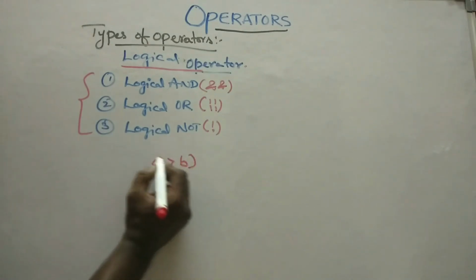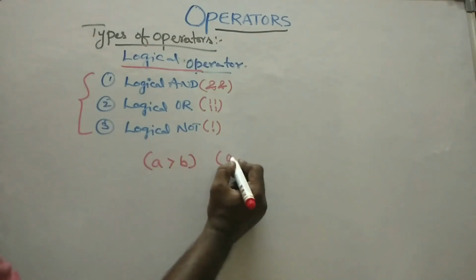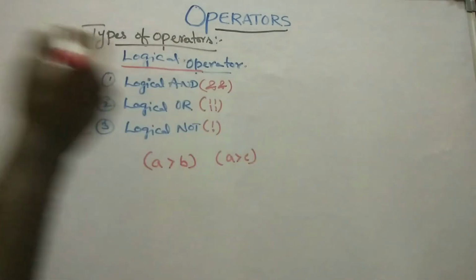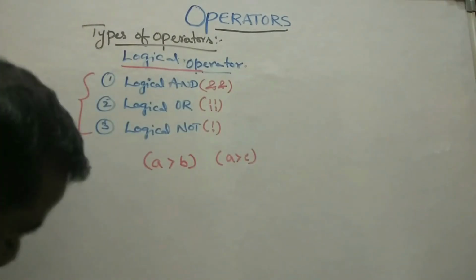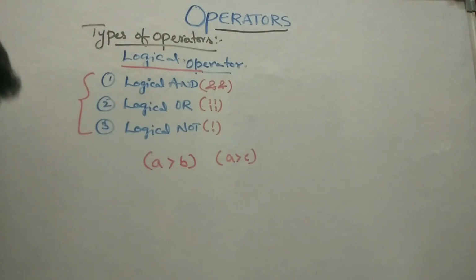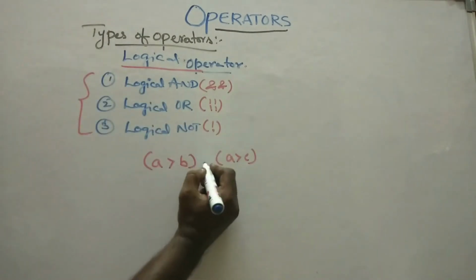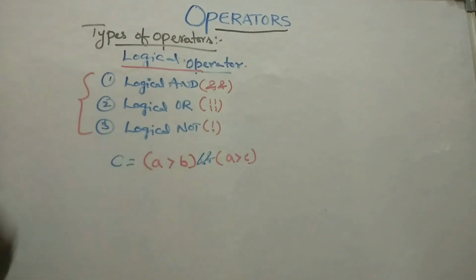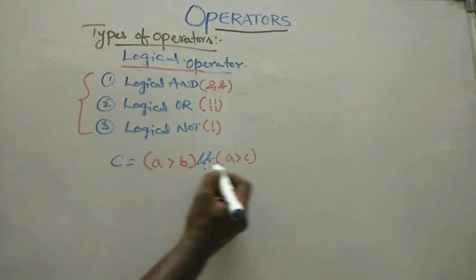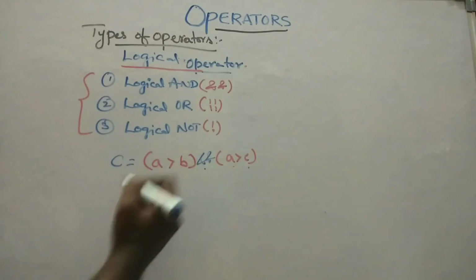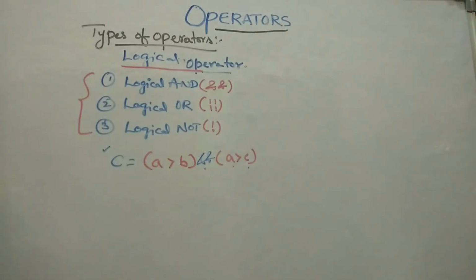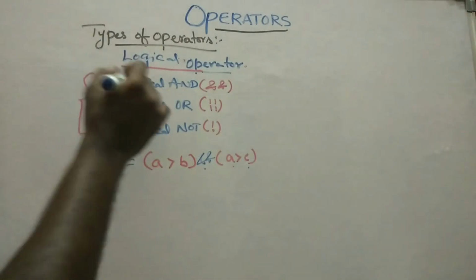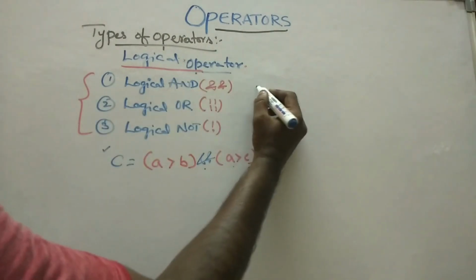Suppose A is greater than B, right, and suppose A is greater than C. In between I have to use the logical operator. Suppose C equal to A greater than B logical AND A greater than C. If both are true, then you can assign some value to C. Now first of all, what is meant by logical AND?